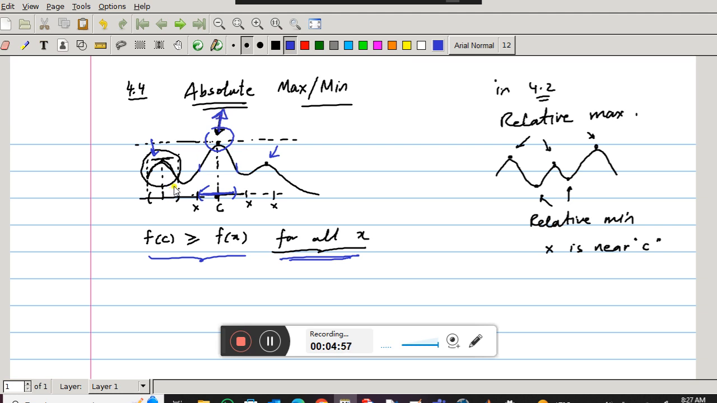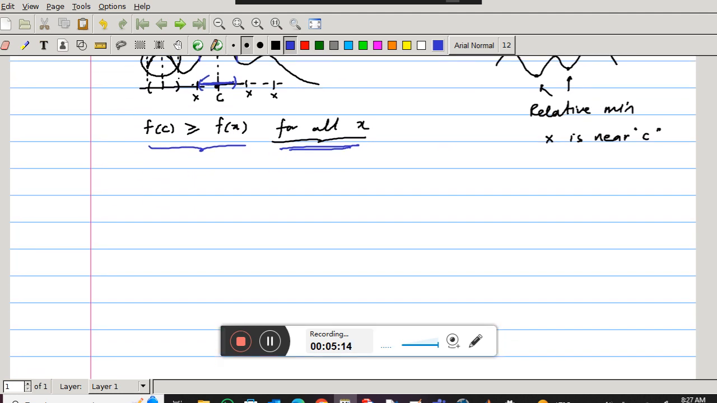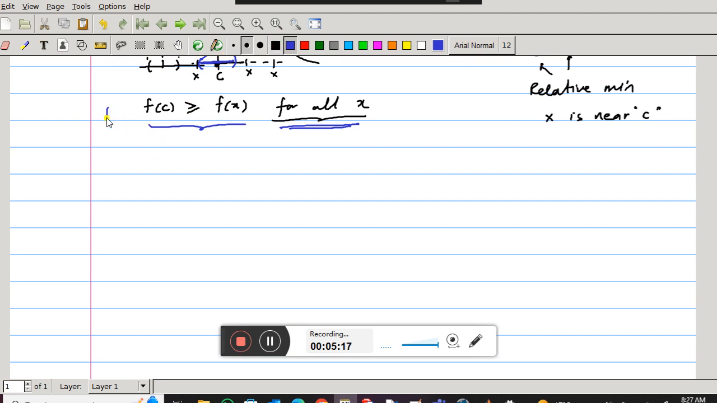Okay? Which point? It's a point where the function has the maximum value, right? So similarly, if we say that we have a minimum, so if this is true, if f of c is greater than or equal to f of x for all x in the interval, then f has an absolute maximum at x equal to c, because it is for all x.